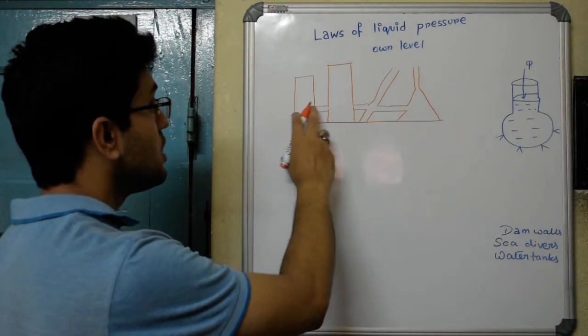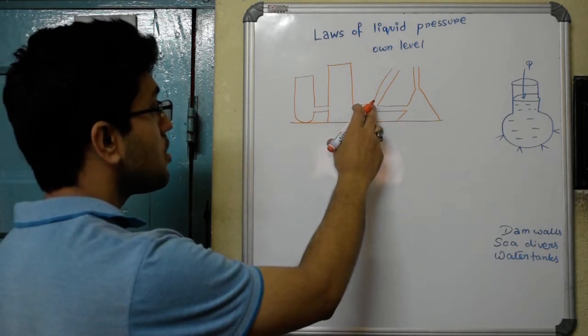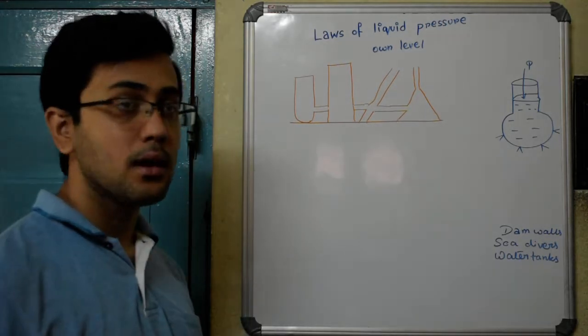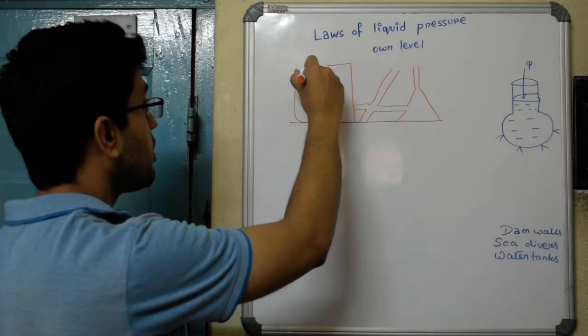This is a test tube. This is a normal glass as we see in our home. This is a bent glass rod, and this is, say, a conical flask. And all of them are connected with each other. And then I start pouring water from here.